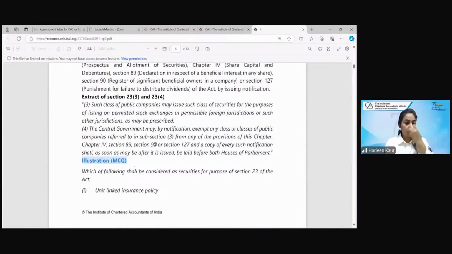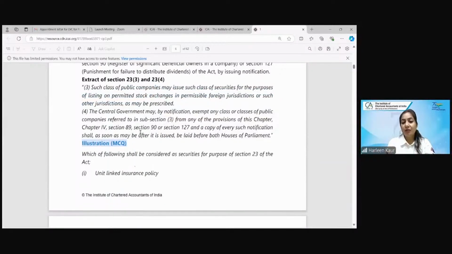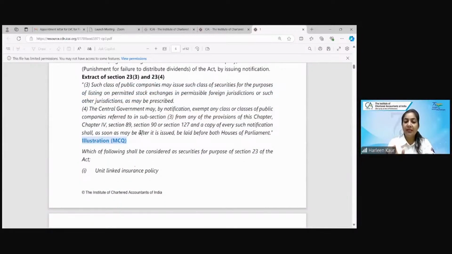All right. So let's have this small MCQ given over here. We have just discussed this. Section 23, subsection 3 talks about your public company. So the bare Act extract is written over here. I've just simplified it for you: certain companies have been notified which are permitted to trade their shares in foreign jurisdiction, and the central government has exempted certain classes of companies from following the provisions of all these particular sections.